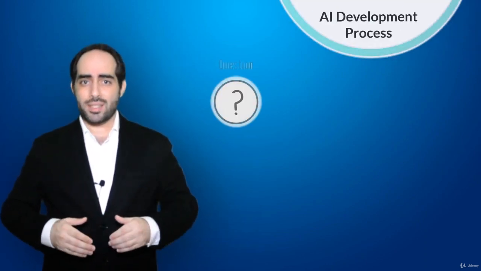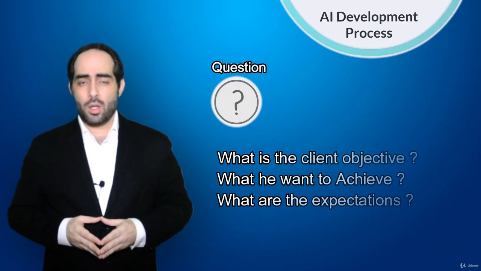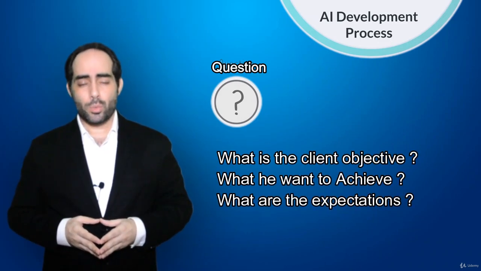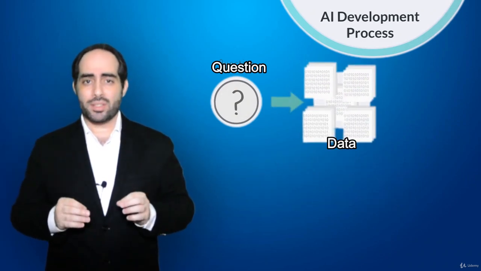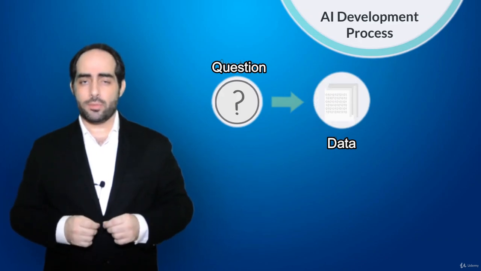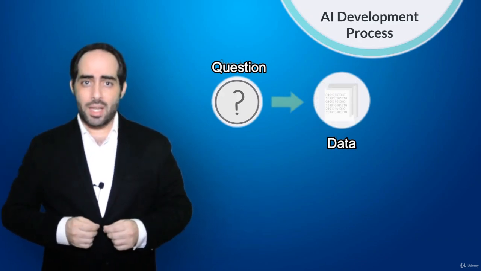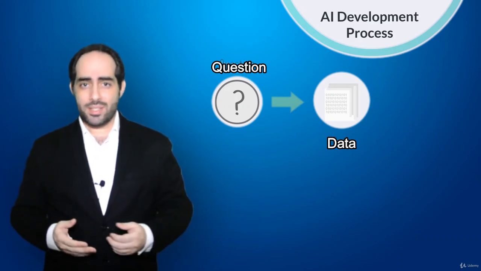Now let's consider that I am an AI consultant and you are my client, and you have asked me to develop an AI application for you. The first step to develop an AI solution is to ask some questions related to the client's application objective, what the client wants to achieve, and what the expectations are. The second step is to get the required data. It's the client's job and responsibility to hand over the data to the AI engineer or consultant, as the client is the one who has authority to access and get the data from the system.